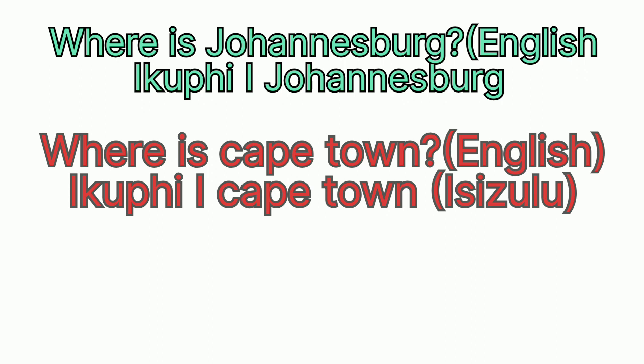You see this prefix, I'm gonna say this letter, e. You're gonna use that: ikuphi iJohannesburg, ikuphi iCape Town, ikuphi iEastern Cape, ikuphi New York, for example. Where is New York? Ikuphi New York. So you use that letter e. So here's the tricky part.